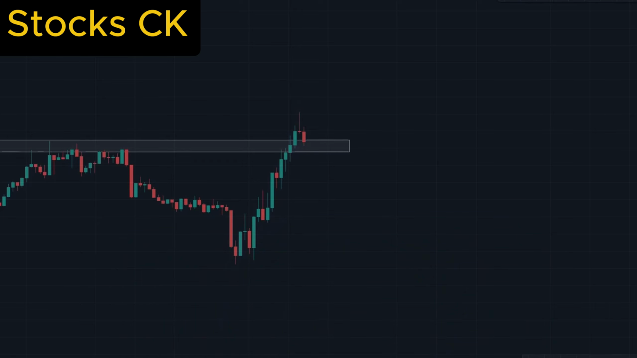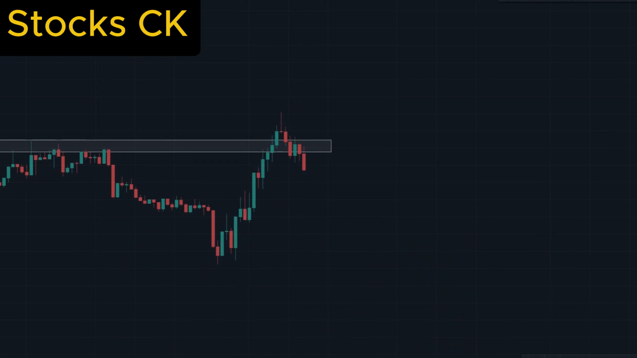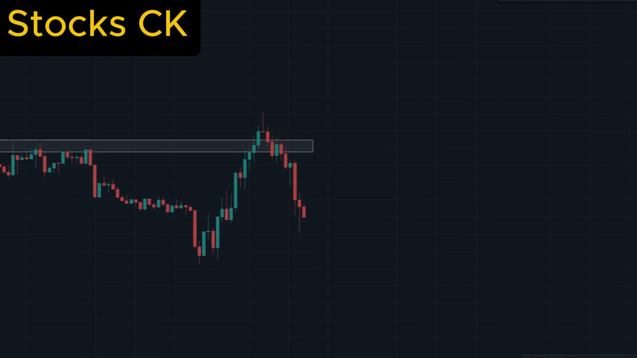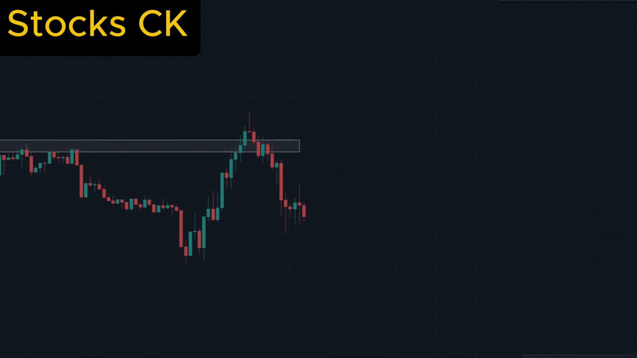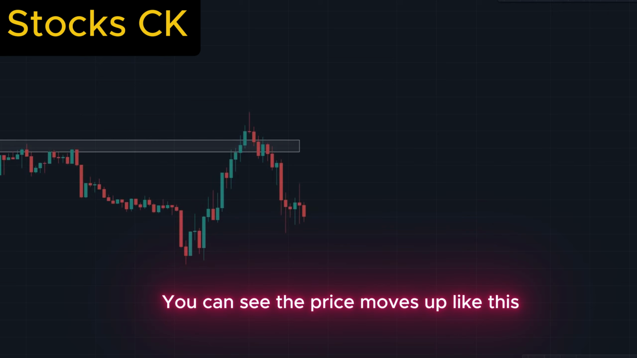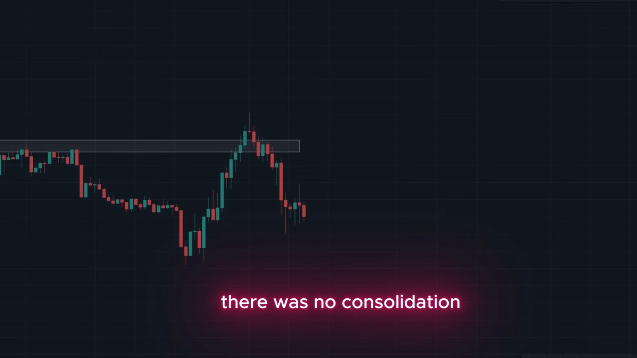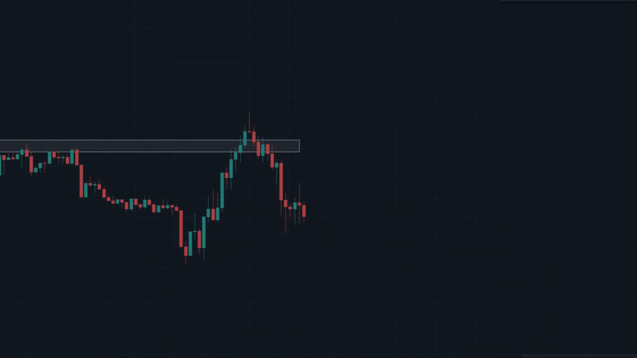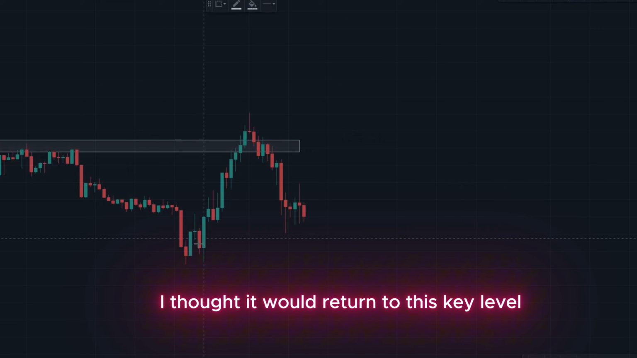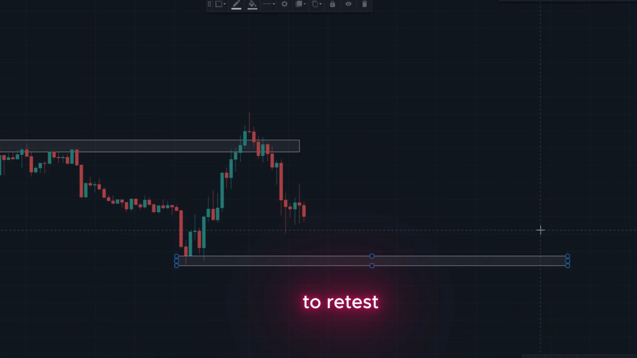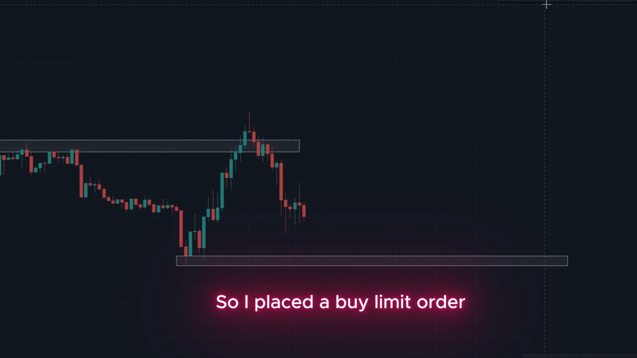In this case, the price continues to drop. You can see the price moves up like this. During its upward move, there was no consolidation. It moved up in one go, so when the price pulls back like this, I thought it would return to this key level to retest. So I placed a buy limit order.